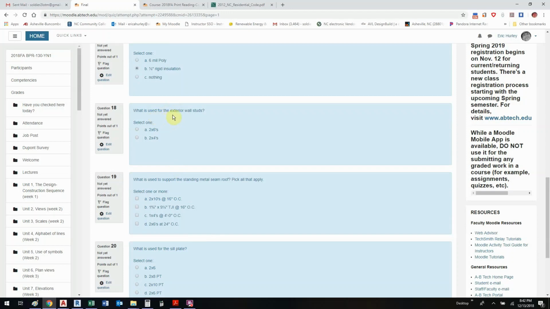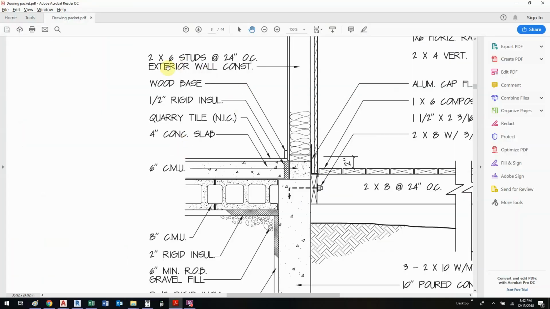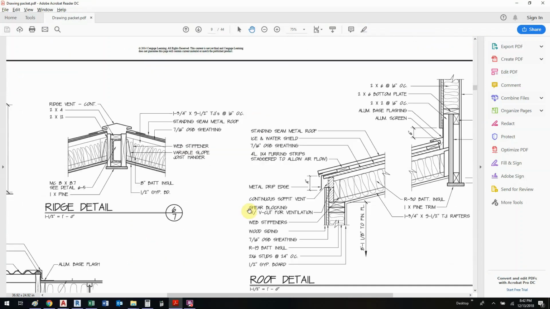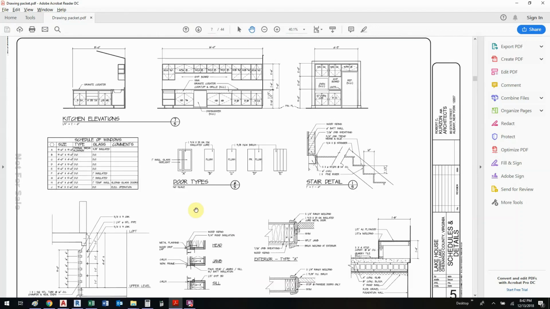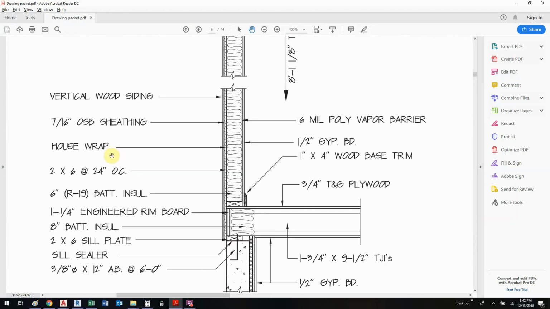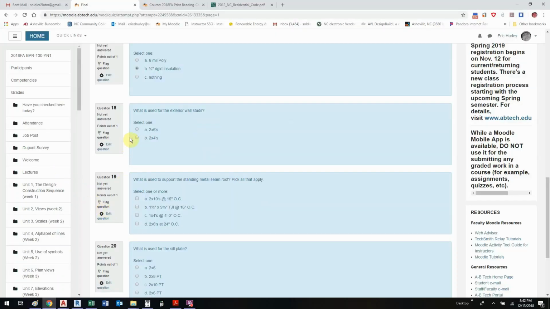What is used for the exterior wall studs? Right there it is, 2x6 studs, 24 inches on center. If you go back over to the typical section, you will find the very same thing, 2x6s at 24 inches on center.